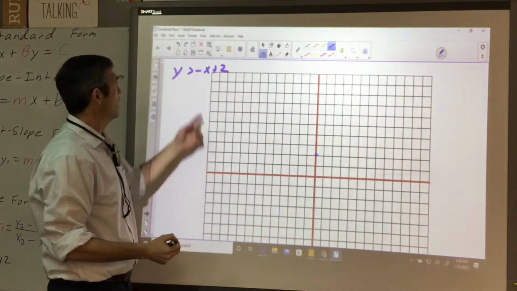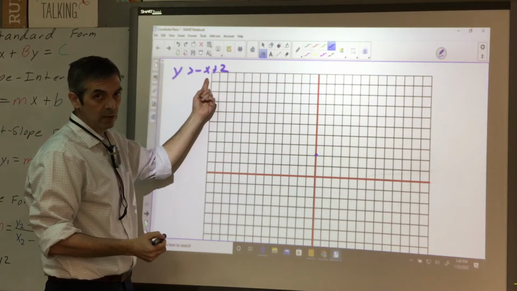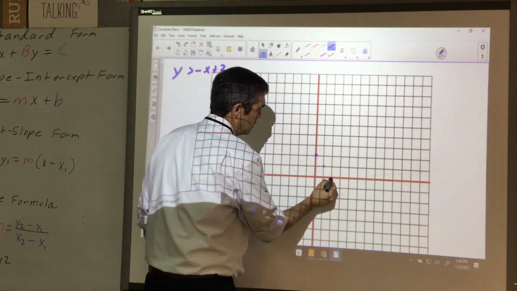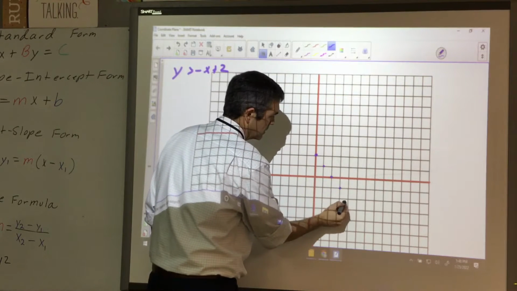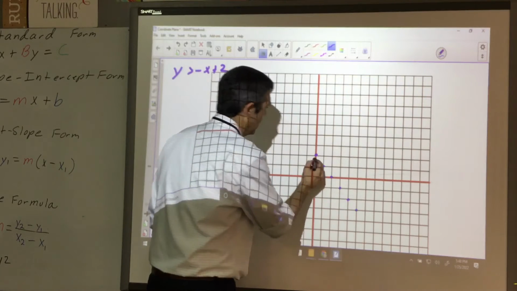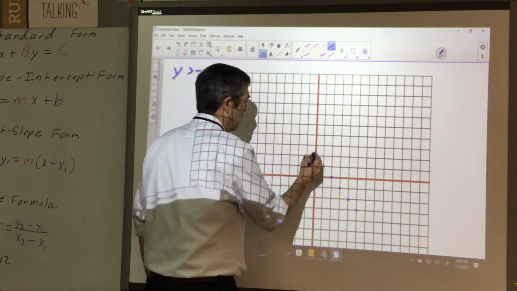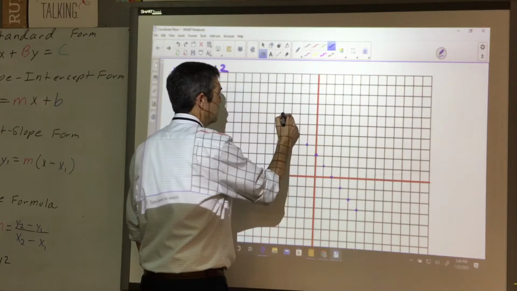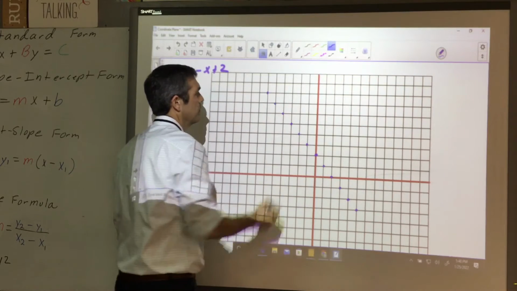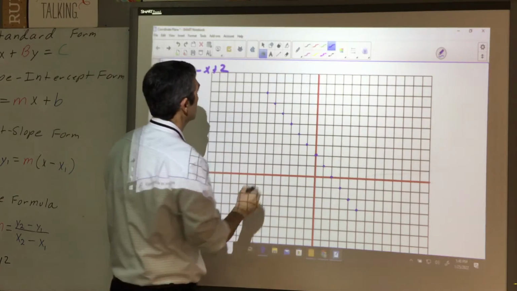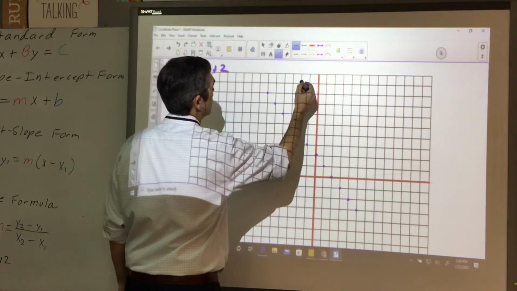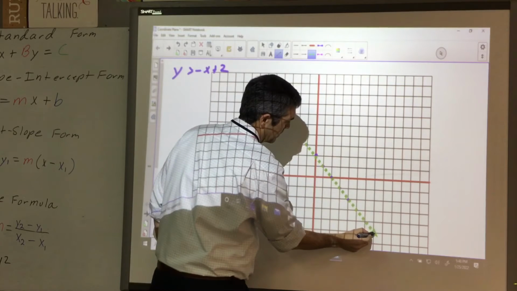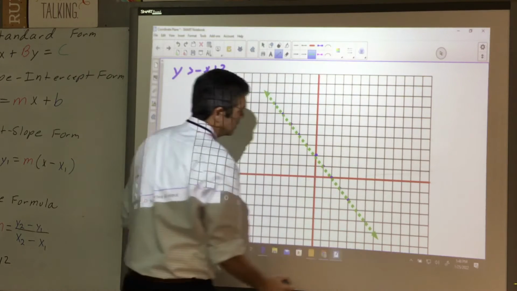My slope tells me to go down 1 and to the right 1. Down 1 to the right, down 1 to the right, and I can keep doing this to get good points. I'm even going to go back the other way: up 1 to the left, up 1 to the left. And this gets me my line. Now, this is a dotted line, so I think I can get a dotted line on here. Yep, sure can. All right, so there's my dotted line.